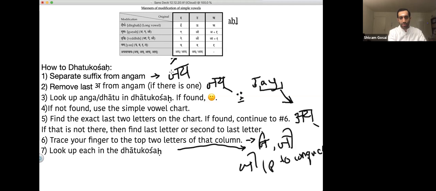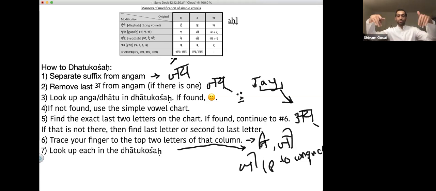Now we know the word was Jayasi. So Jayasi is "you conquer." After you were burned, now you conquer. That's not very clean writing at the bottom, so I'm going to erase it, but you know what I wrote.